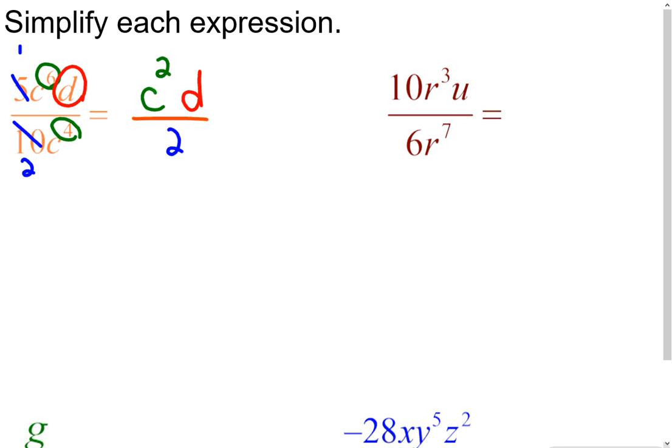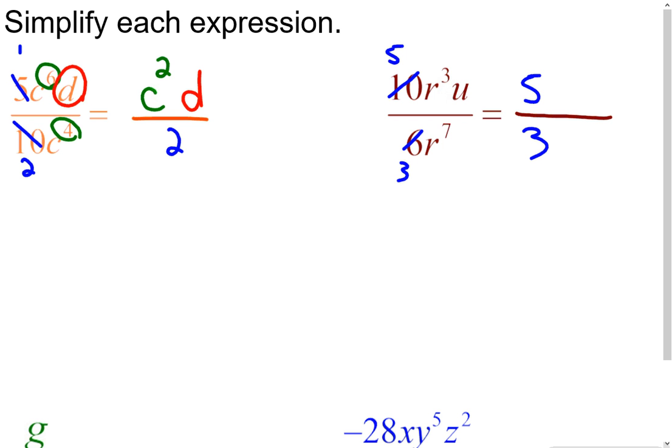My second example, I have the 10 and the 6. I notice both of those have factors of 2 in them, so I'm going to divide that 2 out. The 10 is going to become 5. The 6 is going to become 3. Therefore, I'm going to have a 5 in my numerator, a 3 in my denominator. Then I'm going to move on to the r's.